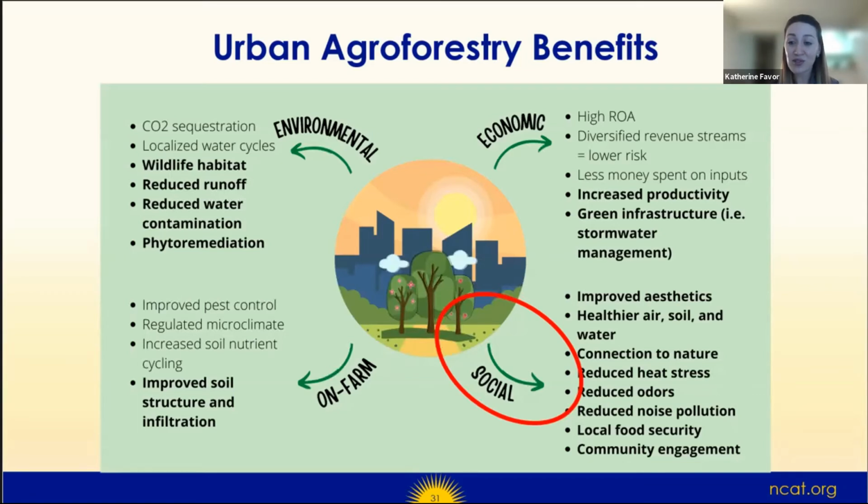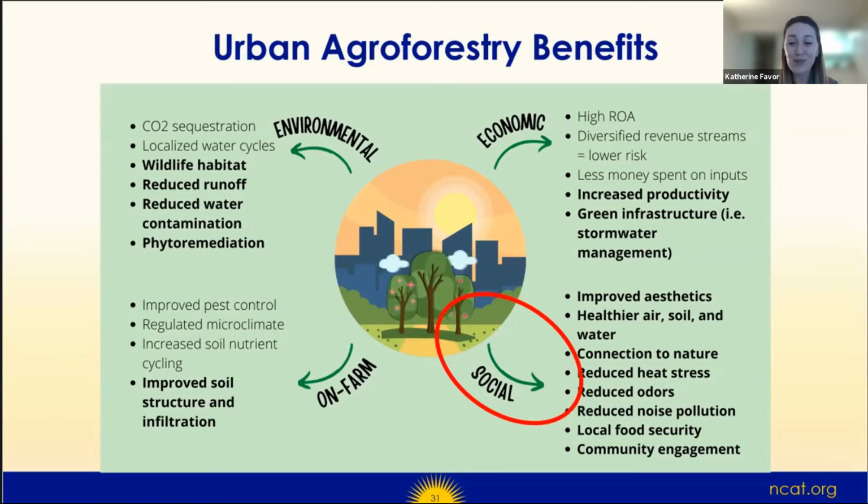Urban agroforestry also reduces heat stress in the city. As we know, cities can get so hot in the summer from concrete and asphalt and everything. And trees really help regulate the microclimate by adding shade and humidity to our landscapes. Trees also reduce odors, which is very good for our well-being, and they act as a buffer to noise pollution, also very good for our sanity.